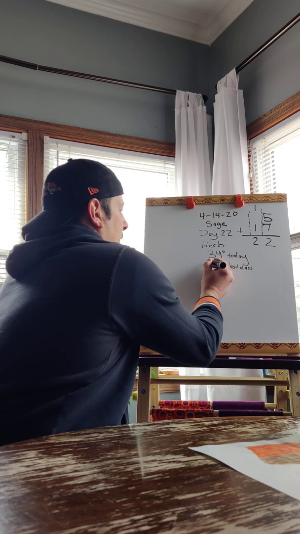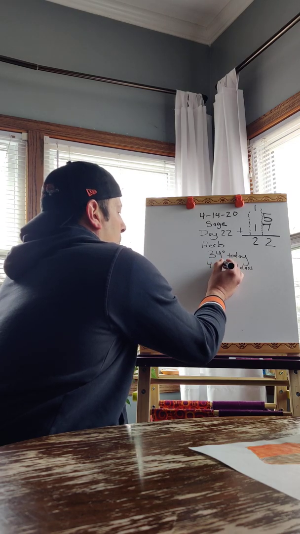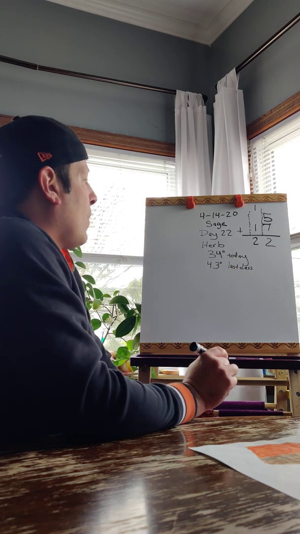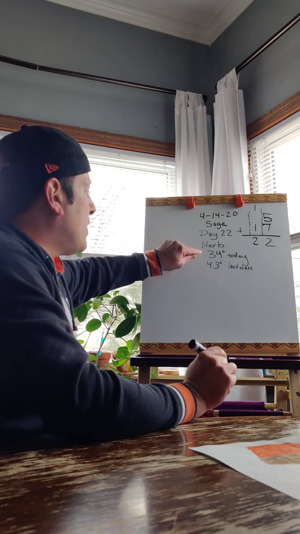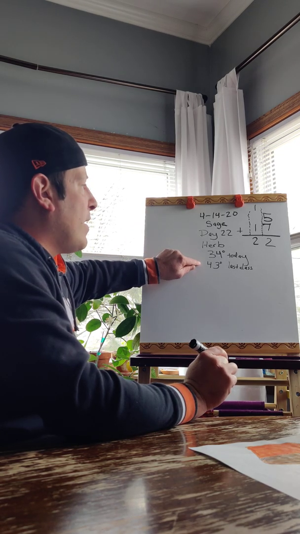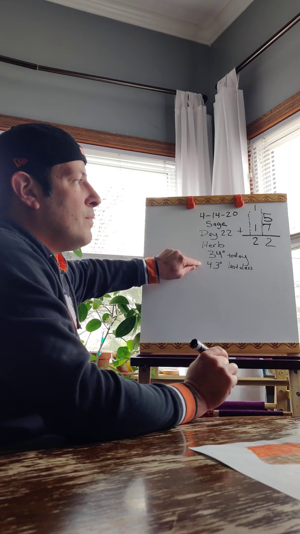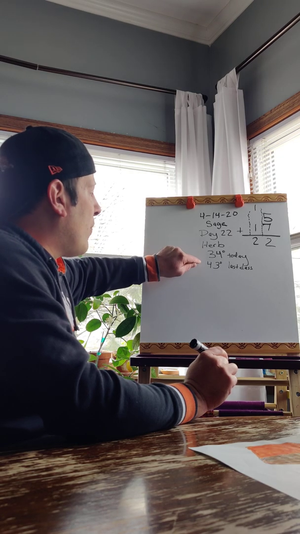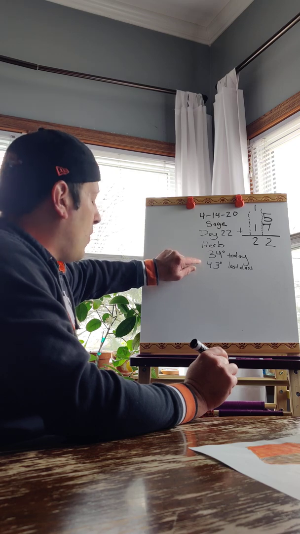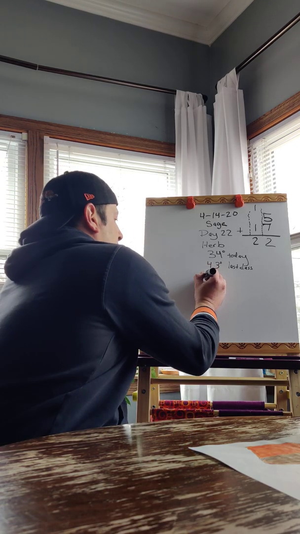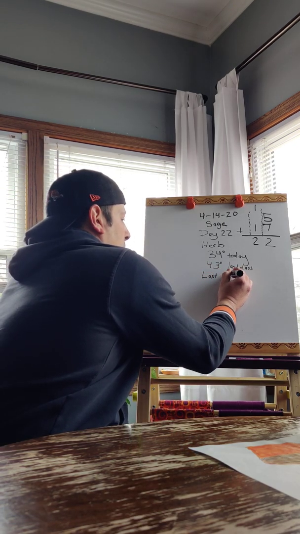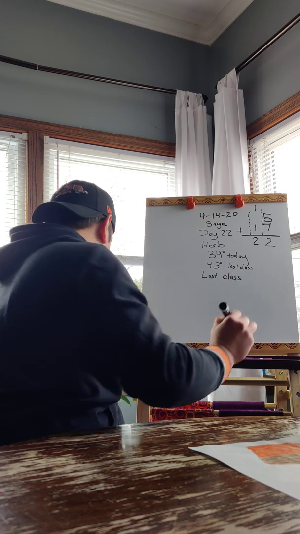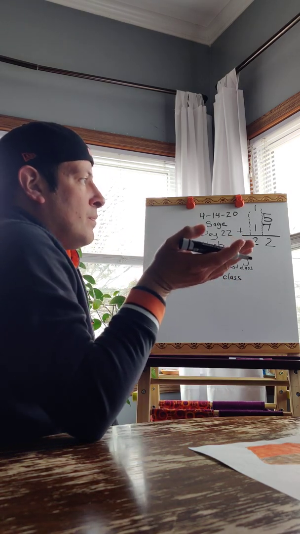My temperature last class was 43 degrees. Which one's warmer? Today 34 degrees, or last class 43 degrees? When we think about warmer, we think about what's the bigger number? 34 or 43? 43 degrees. So last class. By how much?